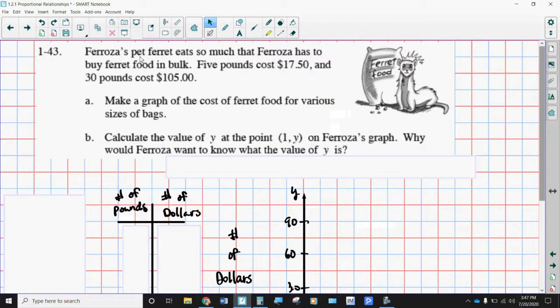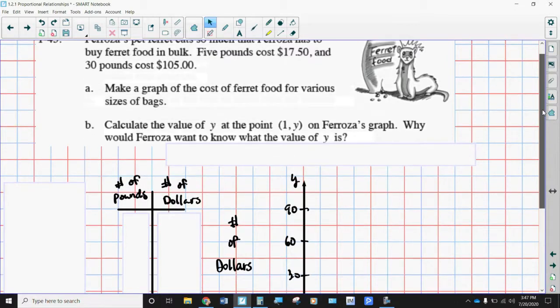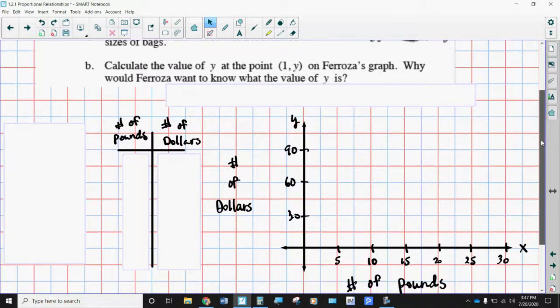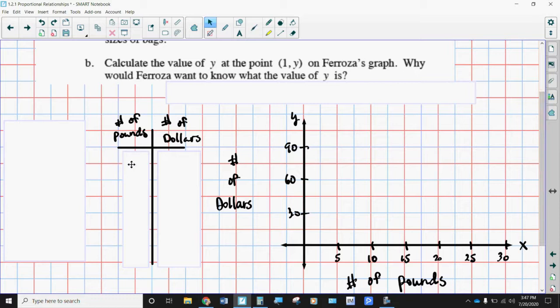All right. Feroza's pet ferret eats so much that Feroza has to buy ferret food in bulk. 5 pounds costs $17.50, and 30 pounds costs $105. So your task is to make a table and a graph, and they say graph, but I always would start with the table first. Have the number of pounds in this case be your x-axis, because the amount of money that you pay depends on how much you buy, how many pounds of ferret food that you buy, okay?